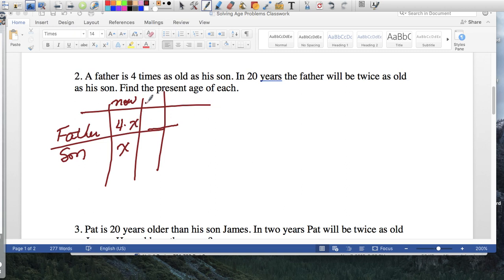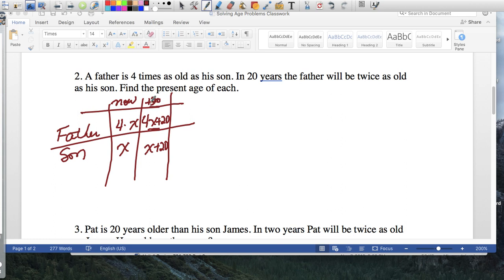In 20 years, so let's write plus 20. I have no idea why I created that extra column there. Not necessary, which means I could have made this a little bigger. So the father in 20 years is going to be 4x plus 20, right? And the son's going to be his age plus 20 years. So that's what I know.